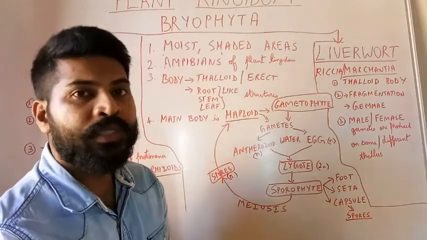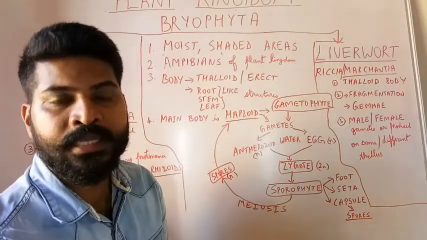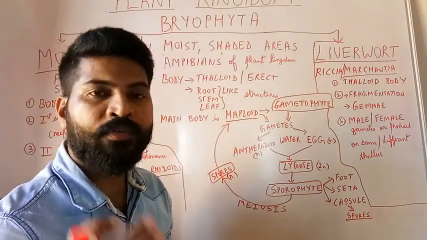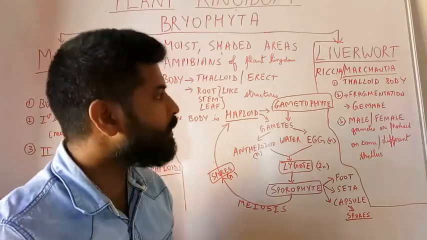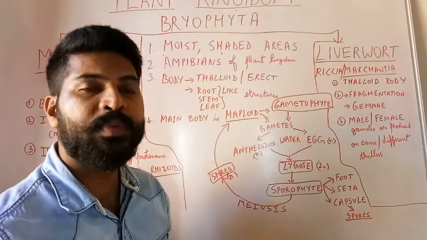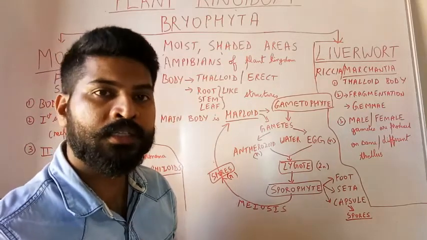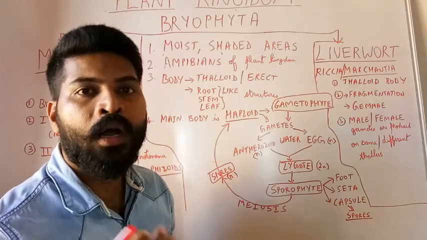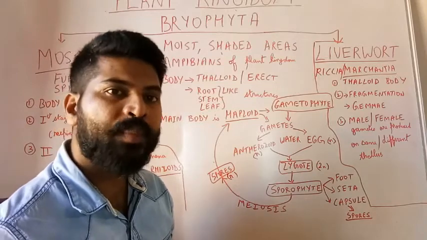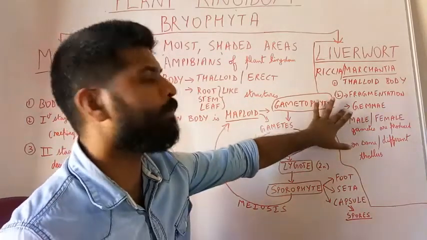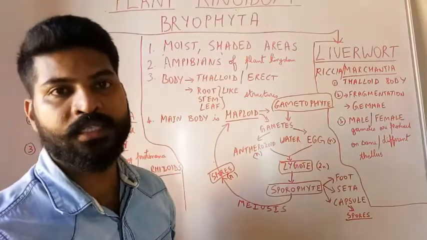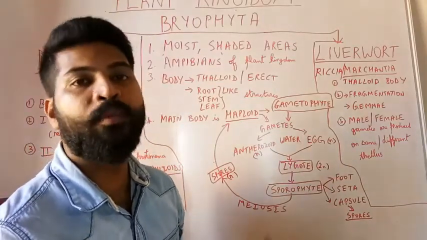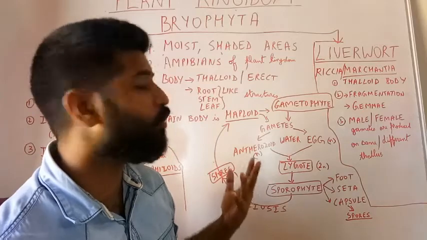Asexual reproduction is with the help of fragmentation. The thallus breaks and the fragment grows into a new individual. Or, in the thallus there are specialized cup-like structures called gemma cups. These gemma cups produce gemmae. These gemmae detach from the thallus, fall to the substratum and produce a new gametophyte.